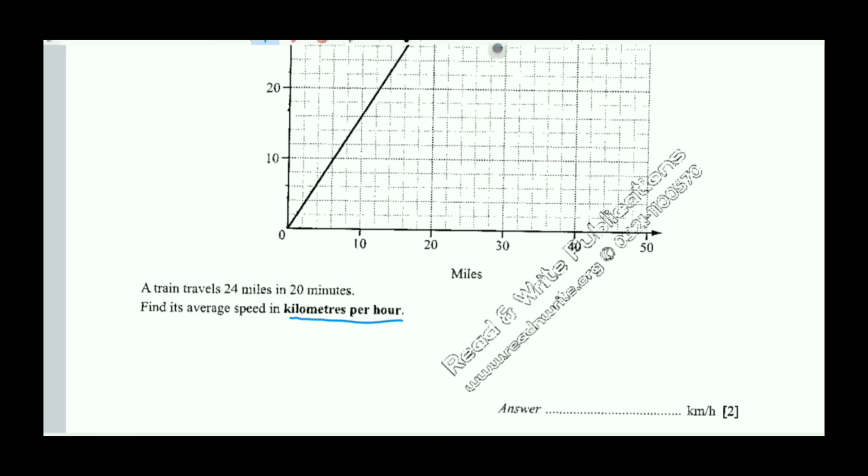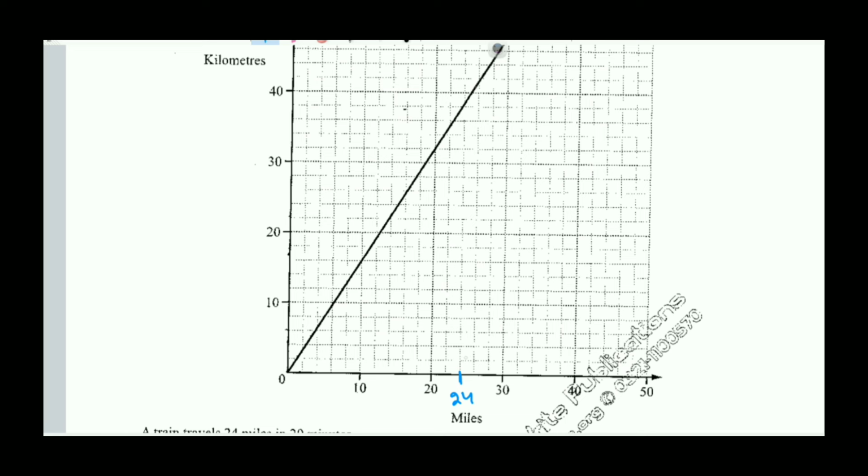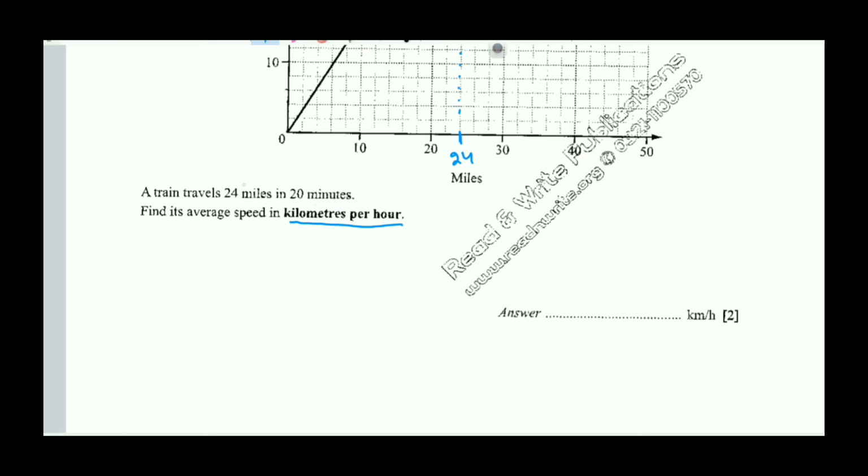Miles can be converted into kilometers from the graph. 24 miles, so they can be converted. This is how we can convert it directly with the help of the graph. These are the kilometers. 24 miles will be 38 kilometers. This is 32, 34, 36 and 38. So it means that 24 miles are 38 kilometers.